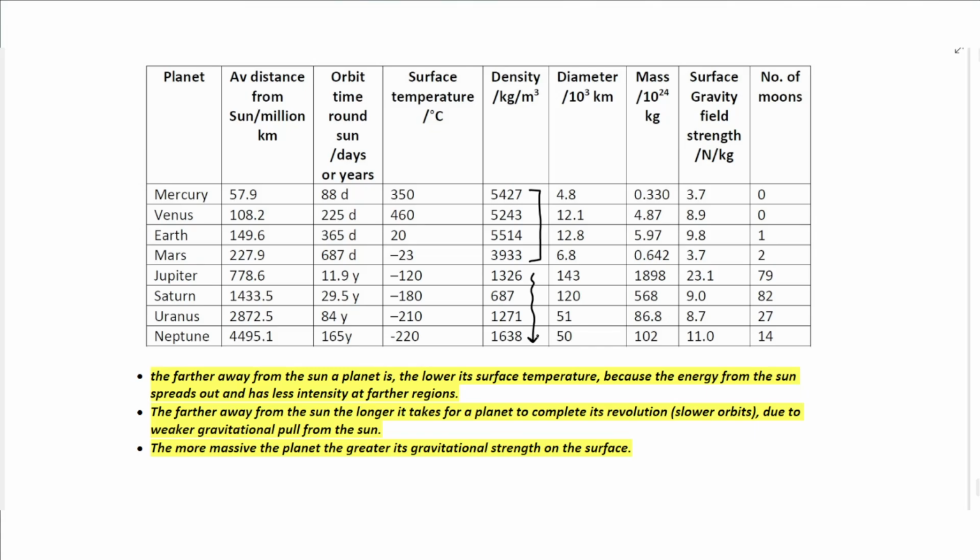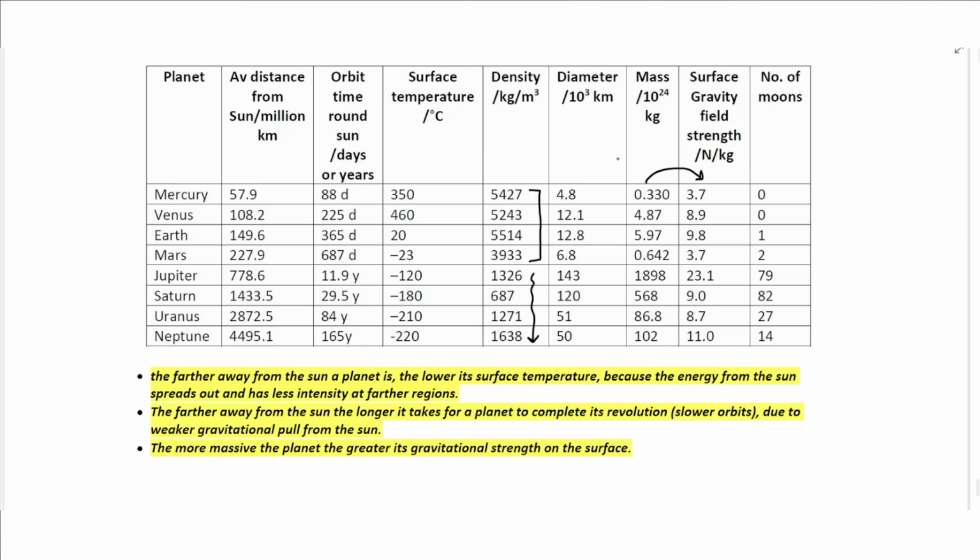And for the mass, it affects the gravitational field strength. You will find that the gravity field strength is proportional to the mass of the planet. The heavier the planet, the greater the gravity on the surface of the planet. So this is a comparison. You are not required to memorize these numbers, but you are required to use the numbers given to you to compare the effects on temperature, on the orbital time, and on the gravity field strength.